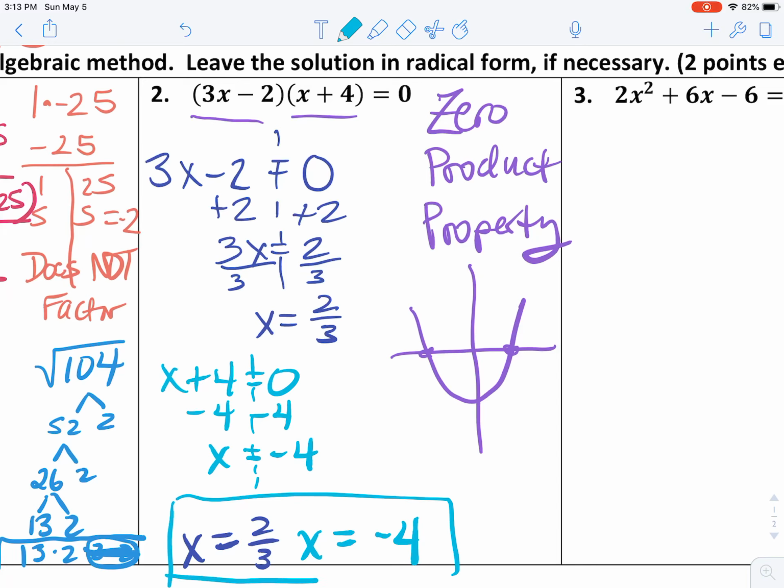One thing that I want to caution you against is that when you have two answers, some people like to put a comma between them, and then they're like, well, that looks like an ordered pair, and I'll put parentheses around them too. This is definitely not an ordered pair. It's not a point, 2/3, -4. It's x equals 2/3 and x equals -4. So there are two separate solutions, but both of them work.